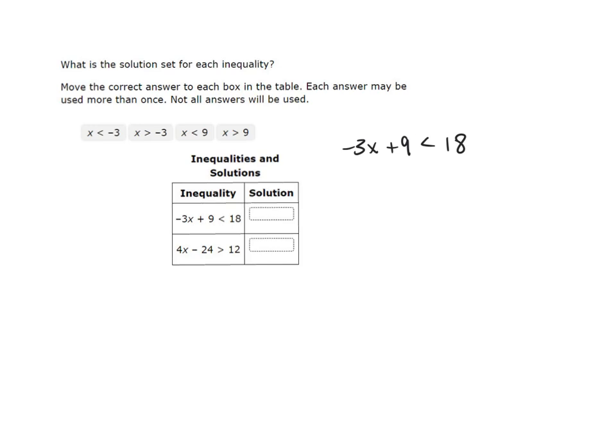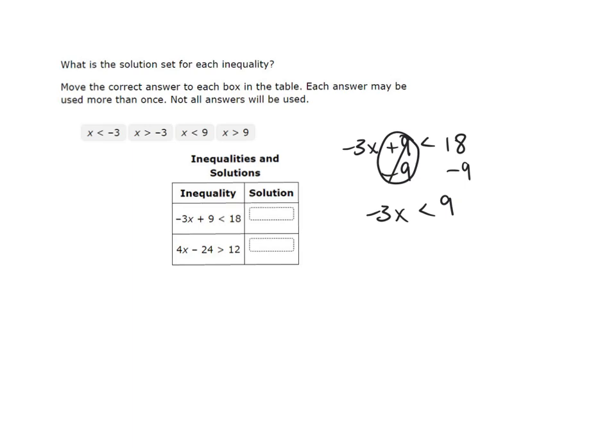So what I'm going to do here, I'm going to start with the 9. Right now I have a plus 9, and I want to move it to the other side of the inequality. So to do that, I'm going to use inverse operations. I need to know what is the opposite of adding 9. Subtracting 9. All right, so when I add 9 and negative 9, I get a 0 pair. So that's positive 9 and negative 9 is 0, right? 9 minus 9 is 0. So that leaves me with negative 3x on that side. On the other side, 18 minus 9, that's 9.